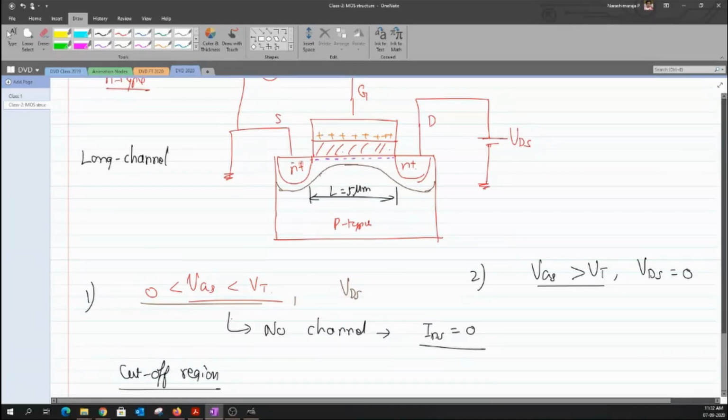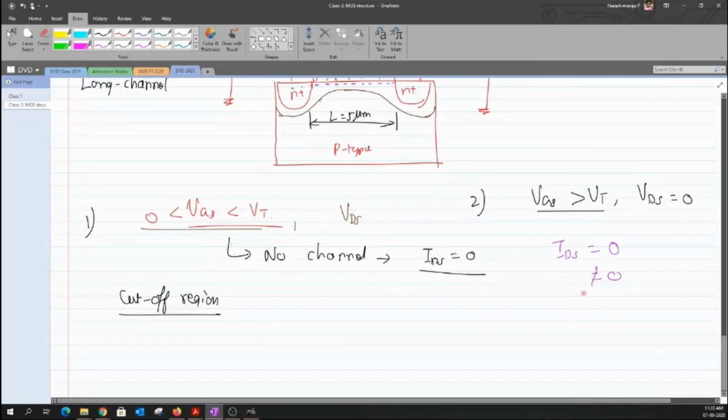Now under this condition, what would be the value of this IDS? Any guess? Let me give you two options. One option is equal to 0. The other option is not equal to 0. We will not talk about the expression for it, but I just want to emphasize which among these two options is true.